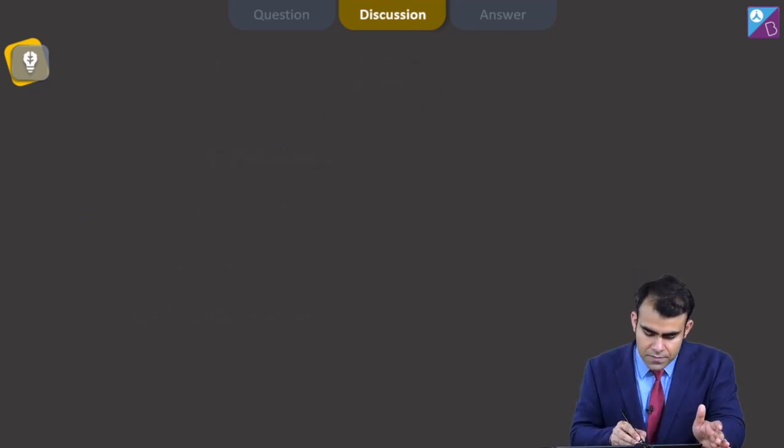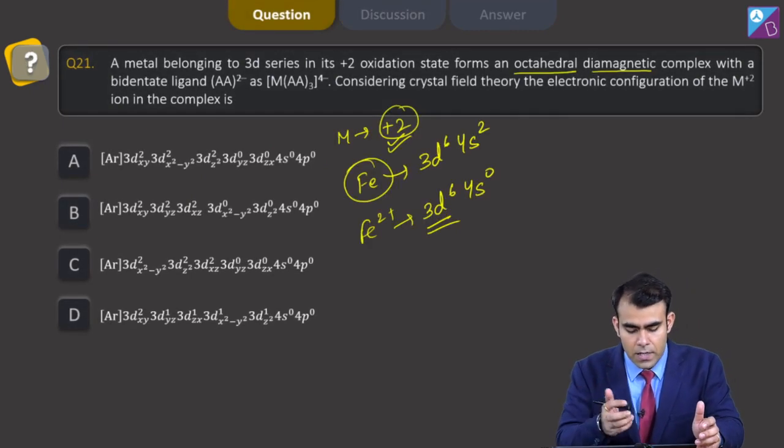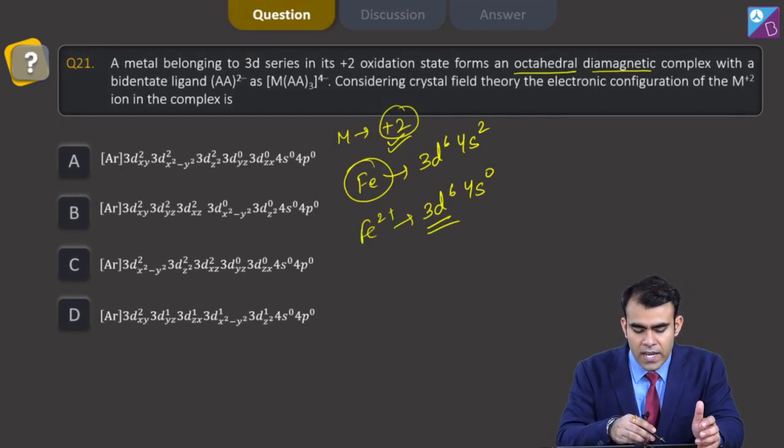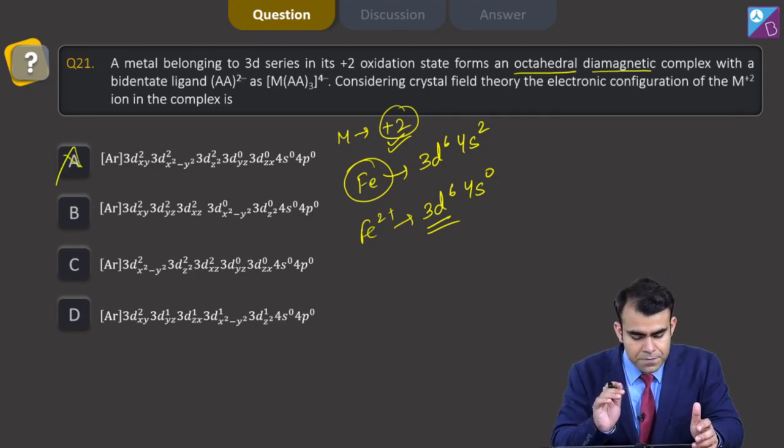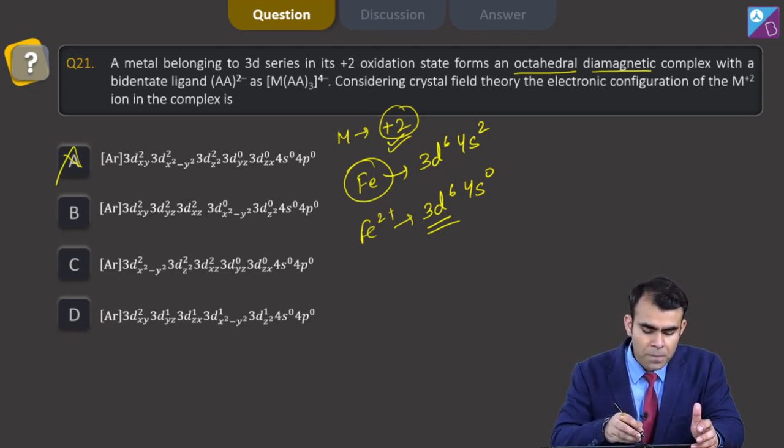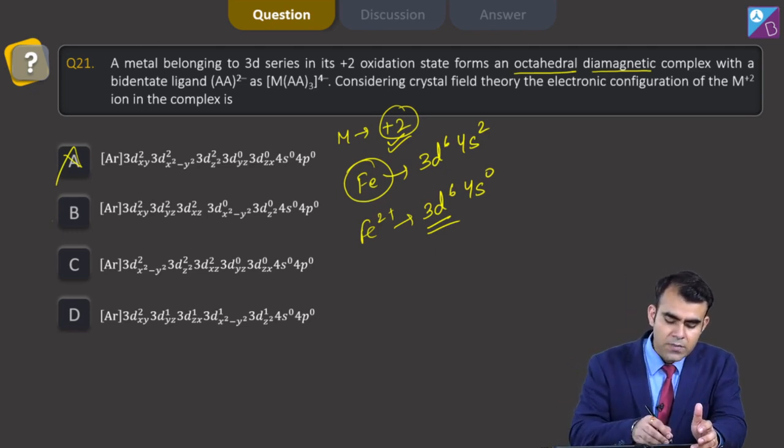So let's check which option depicts this. So first is dxy2, dx square minus y square 2. No, this cannot be the option. Then we have dxy contains 2 electrons, dyz contains 2 electrons, dxz contains 2. Yes, it seems that this option is correct.